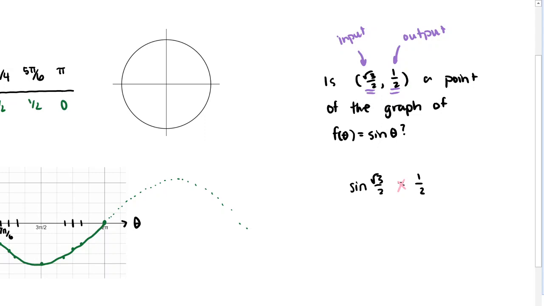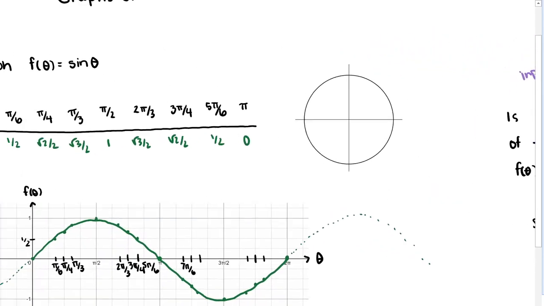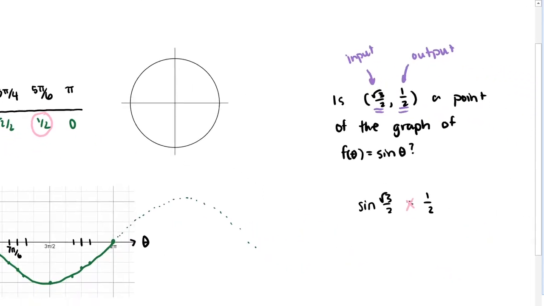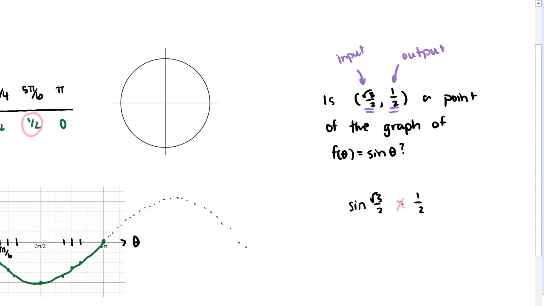We've seen here that pi over 6 gives us an output of 1/2 in our sine function, and 5 pi over 6 gives us an output of 1/2, not the square root of 3 over 2. So what this is really saying is that no, this point is not on the graph of our sine function. Why might a person think that this point is on the graph of the sine function?